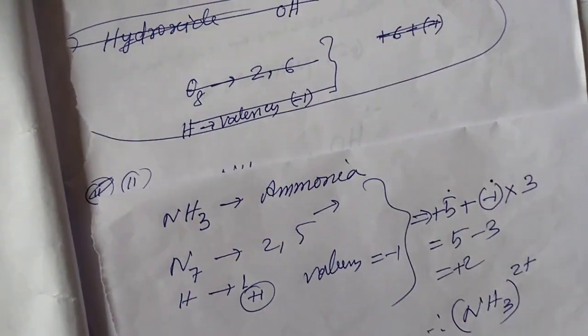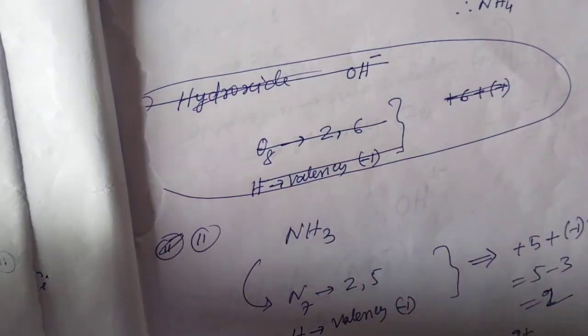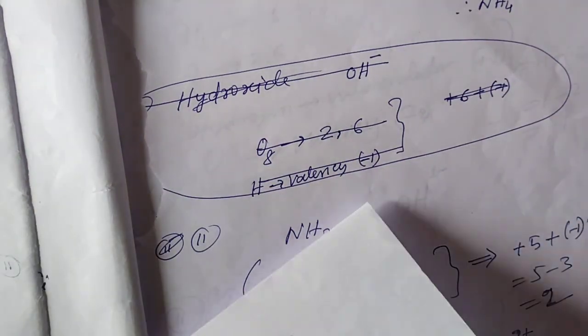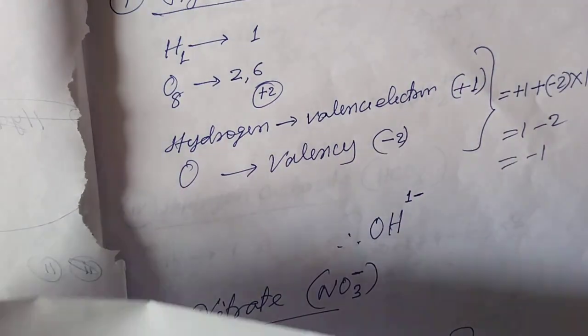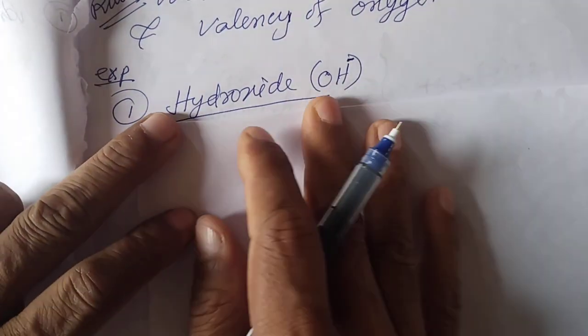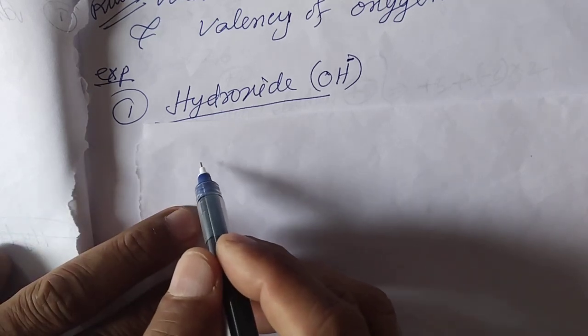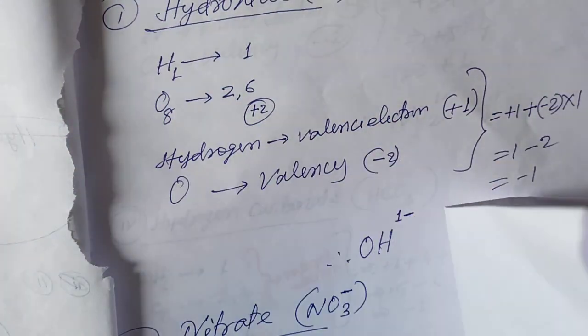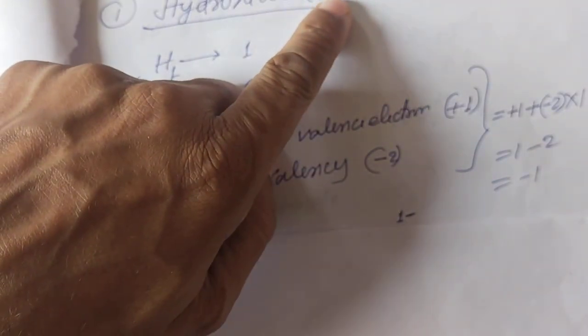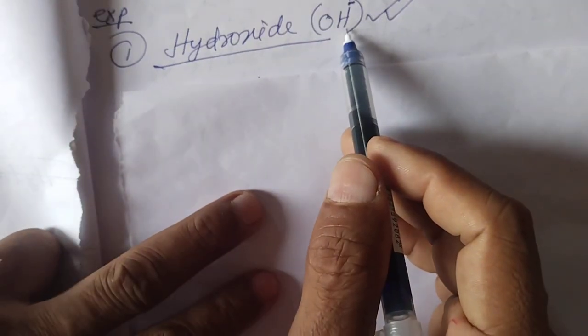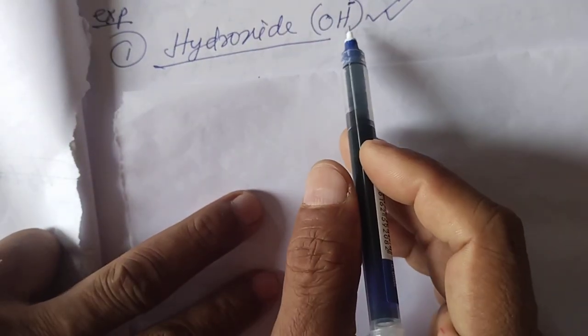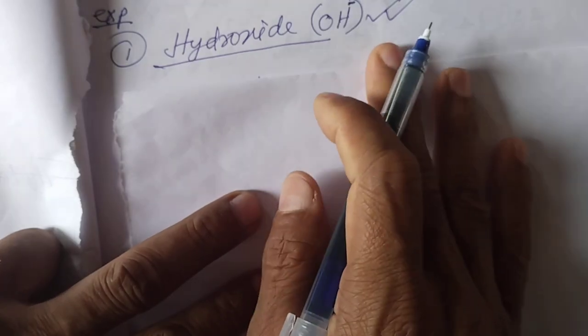I am taking some more elements. See, OH we have discussed already. When OH? No, we have not discussed OH. I am explaining hydroxide, OH. In the first case, when oxygen is there, hydrogen will be positive, remember. When oxygen is there, hydrogen will have positive valency 1. When oxygen is not there, hydrogen will have negative valency 1, -1, remember.